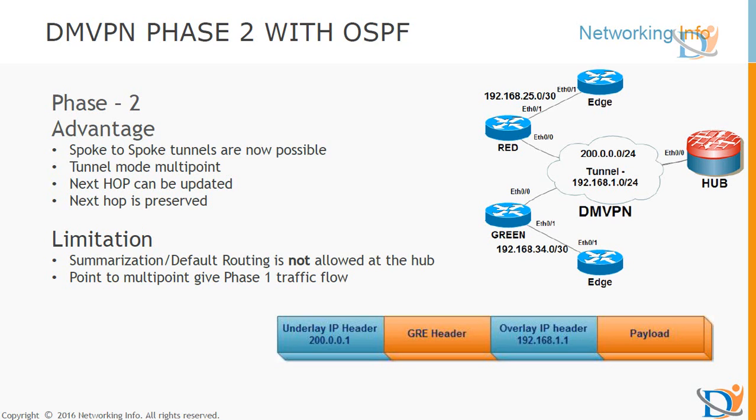Next hop is preserved. If we don't want the next hop to be updated by the hub, then we can configure a type of network. We call it a broadcast network or non-broadcast network.